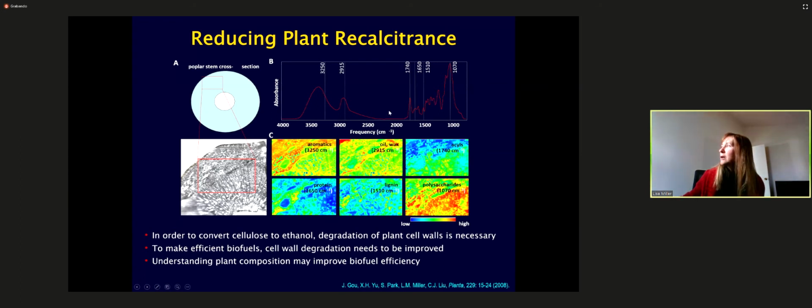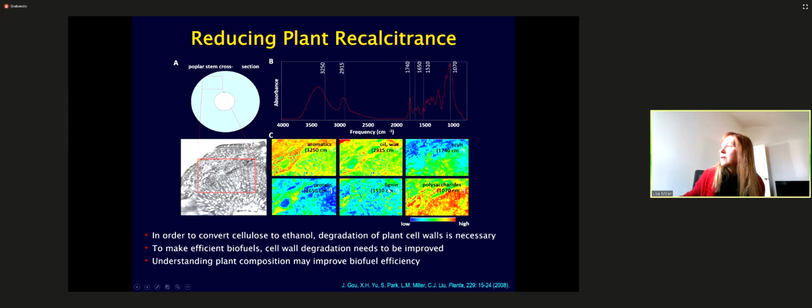This is a typical infrared spectrum of a plant. There are tons of peaks, and they can really all be assigned to different things. But what I want to point out most importantly here is what we call the 1740 peak, which is an acyl group, which I'll get to on the next slide, and also lignin. The bigger this peak is, the harder it is to break down a plant.